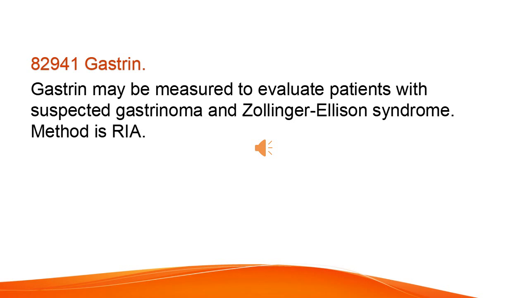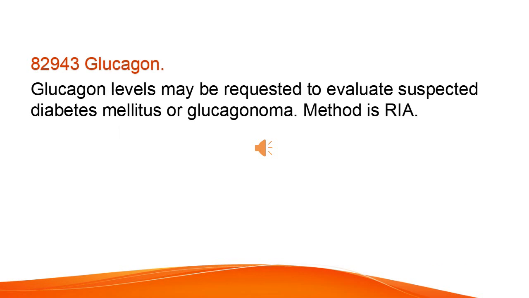Gastrin. Gastrin may be measured to evaluate patients with suspected gastrinoma and Zollinger-Ellison syndrome. Method is RIA. Glucagon. Glucagon levels may be requested to evaluate suspected diabetes mellitus or glucagonoma. Method is RIA.